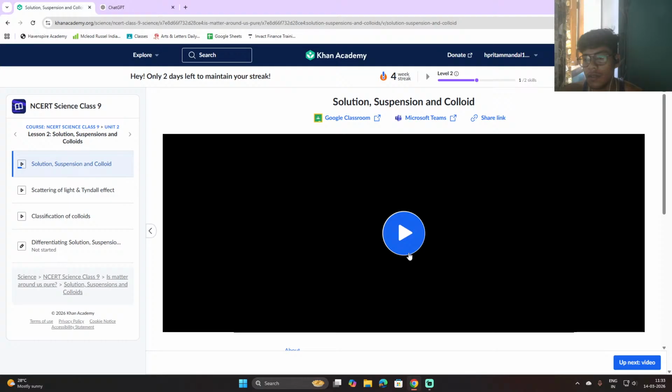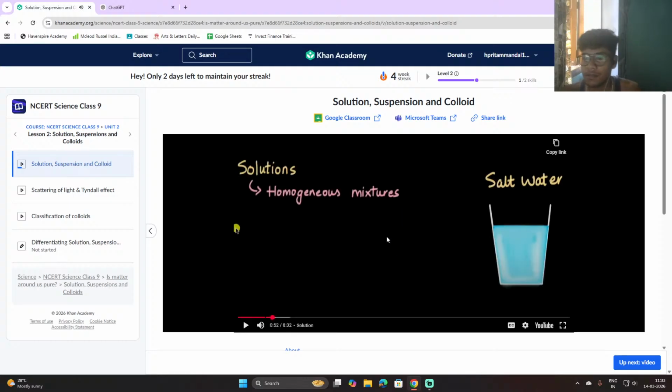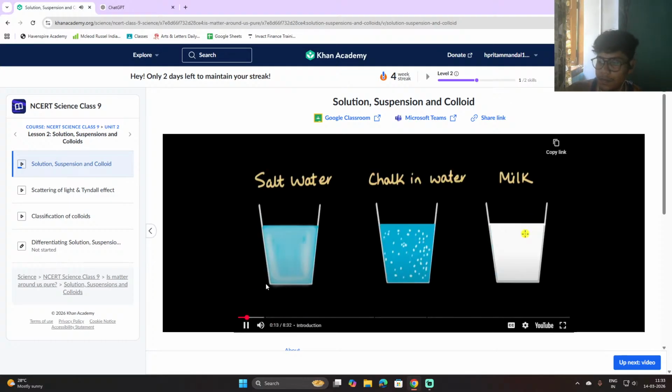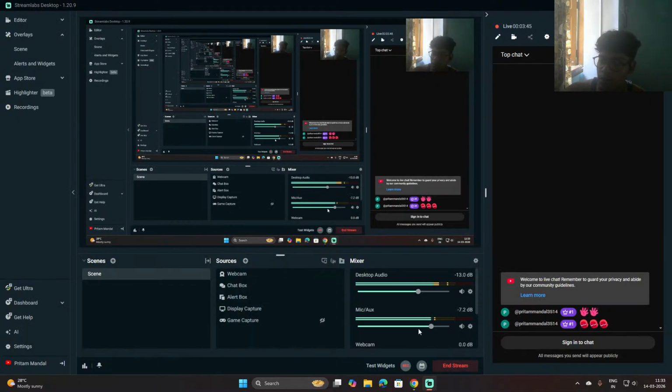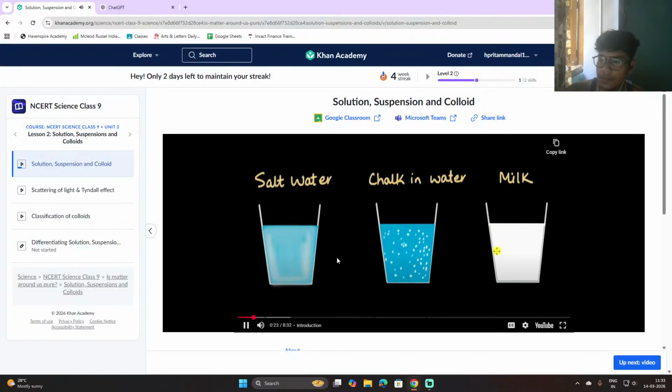Solution, suspension and colloid: what are the differences? We can categorize mixtures as heterogeneous and homogeneous. Now, what if I tell you that of the first mixture, this one is homogeneous, salt is easily dissolved in water, and the other two are actually heterogeneous mixtures.